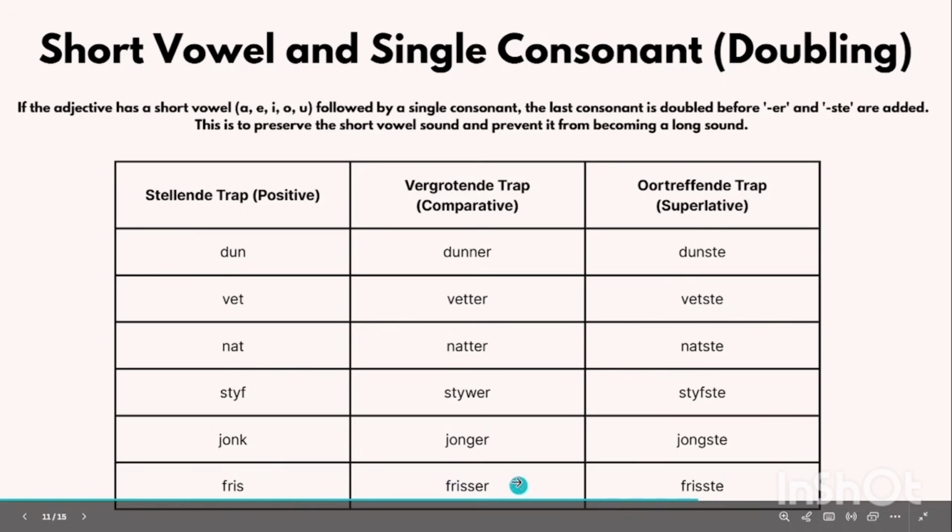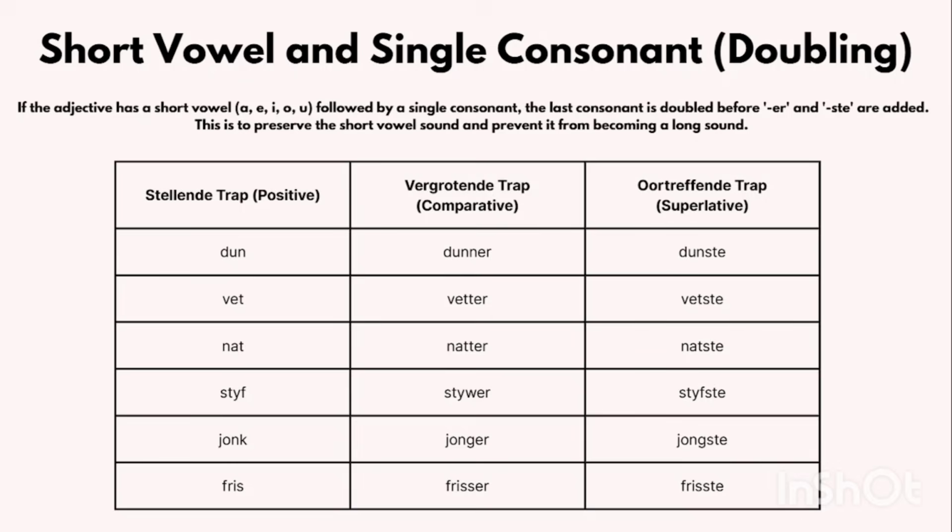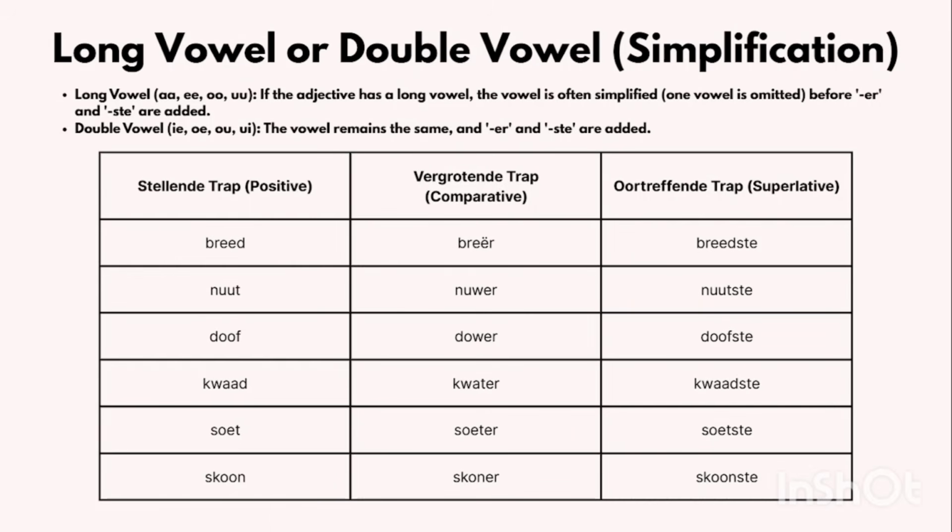Then fris, frisser, frister. So here, also check out the double S, because the one S comes from the original word and the other S comes from STE. So if you have a long vowel or a double vowel, then you are going to let the one sound go and add ER. If it ends on an F, you're going to add a W, okay? And there are other ones that also get a W, but I think neat is the only one you need to know about. All right, let's take a look.